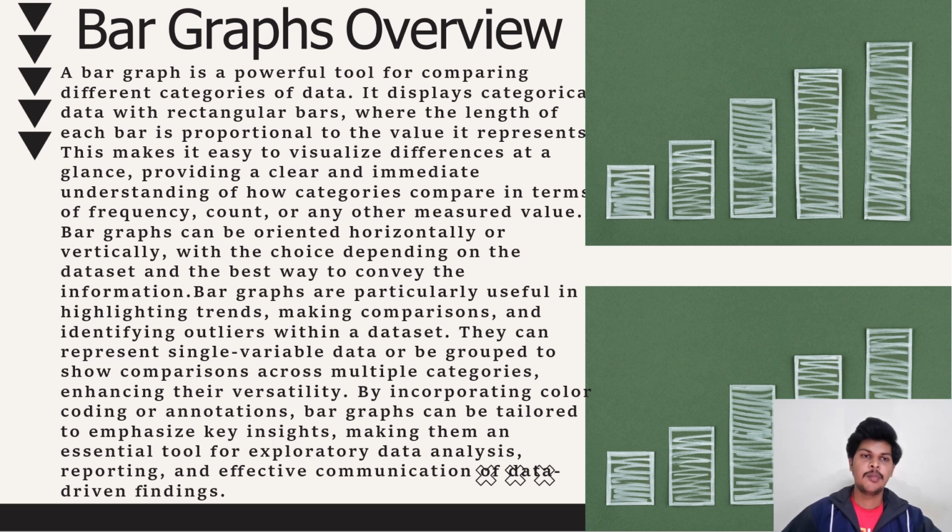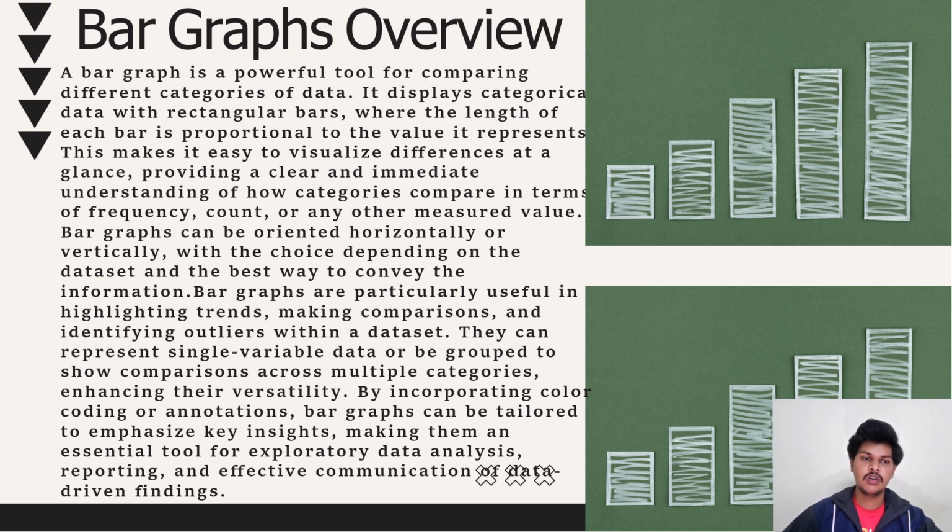Bar graph overview. Bar graph is a powerful tool for comparing different categories of data. It displays categorical data with rectangular bars where the length of each bar is proportional to the value it represents. This makes it easy to visualize differences at a glance, providing a clear and immediate understanding of how categories compare in terms of frequency, count, or any other measured value.